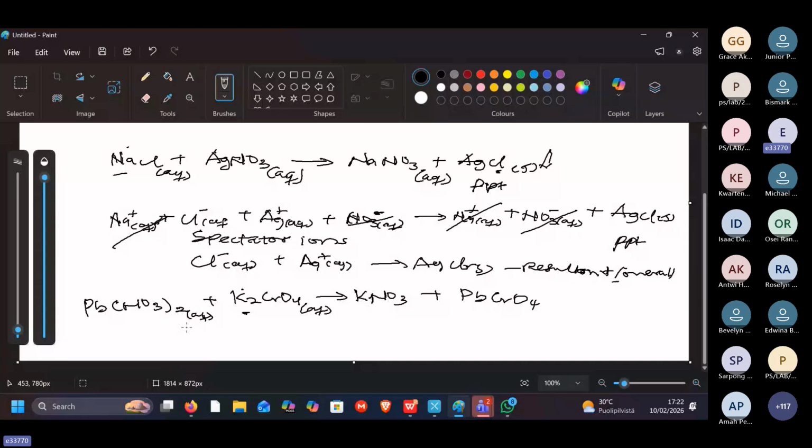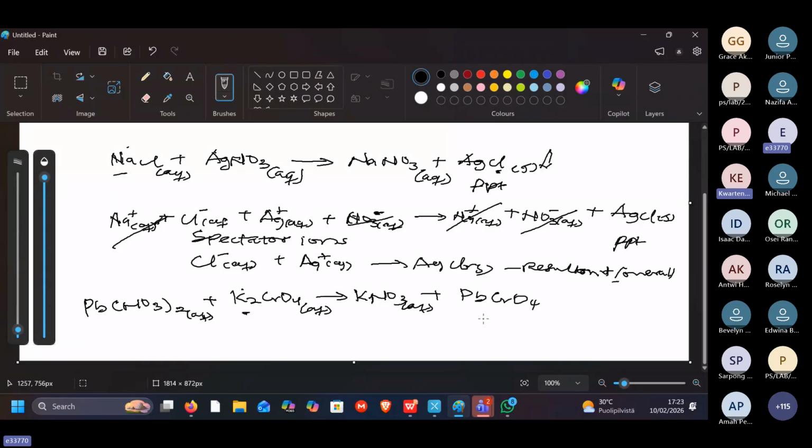Chromates are soluble, except when they meet group 1, it becomes insoluble. But when it meets group 1 or ammonium, it becomes soluble, it becomes aqueous. And potassium is group 1, so that is soluble, aqueous. Potassium nitrate, solid or aqueous? Aqueous. Okay.